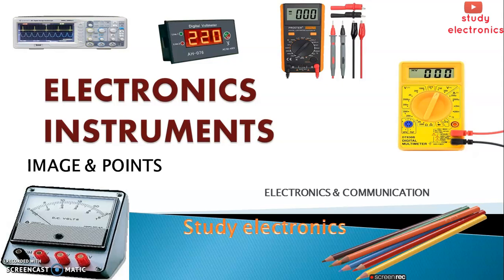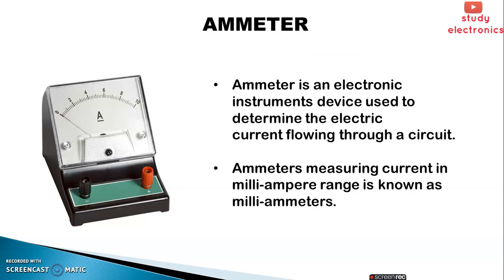Here we can study about different electronic instruments with image and their major use. First one is ammeter. Here is an image of an ammeter. Ammeter is an electronic instrument device used to determine the electric current flowing through a circuit. Next, ammeter measuring current in milliampere range is known as milliammeters. This is an image of an ammeter.